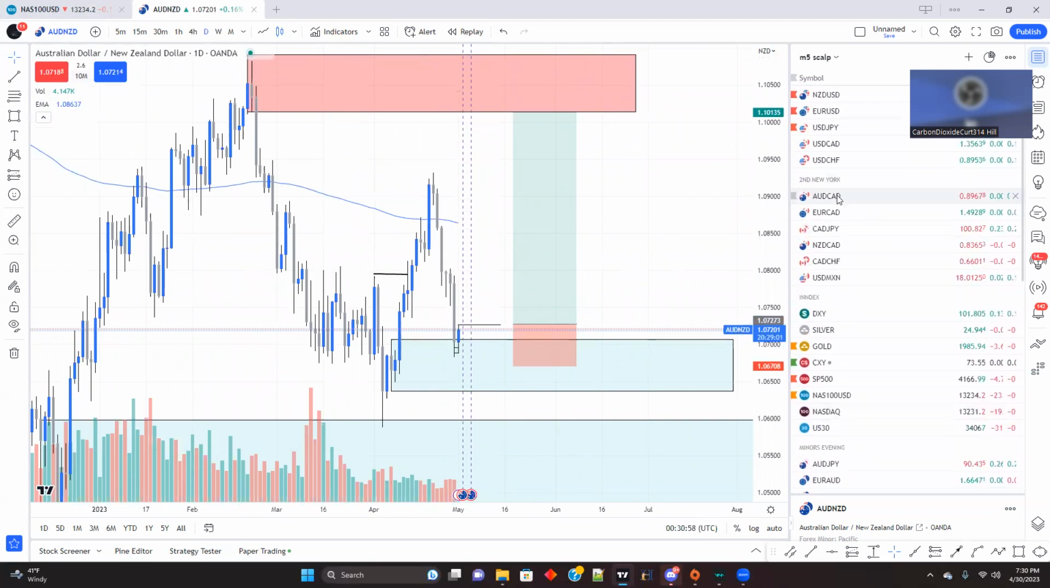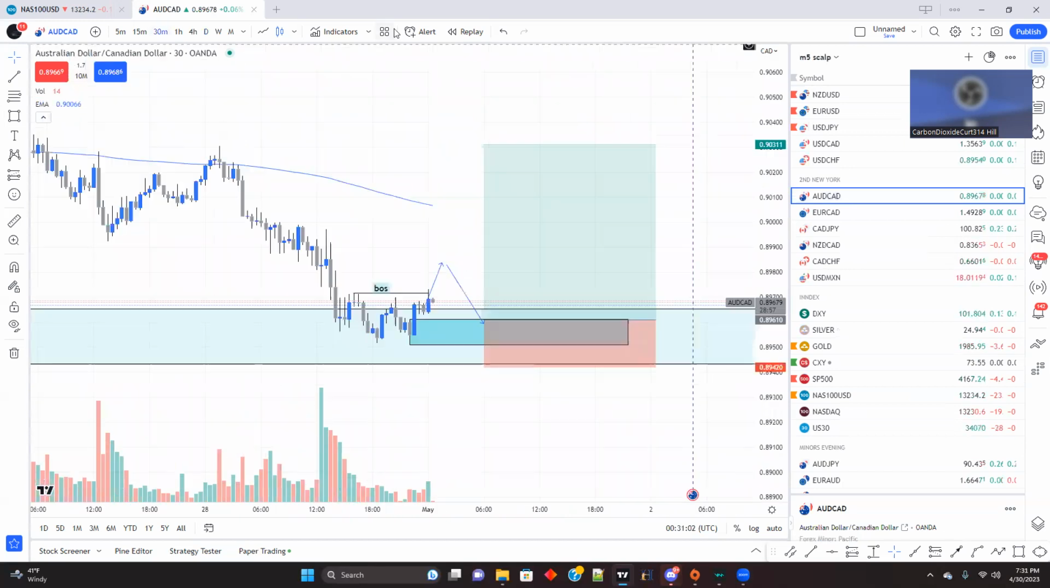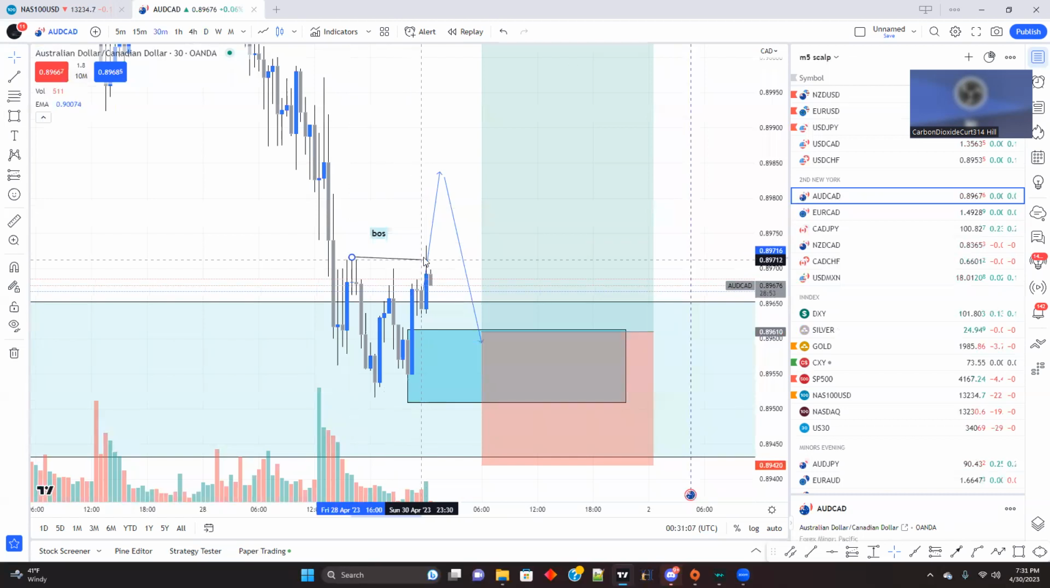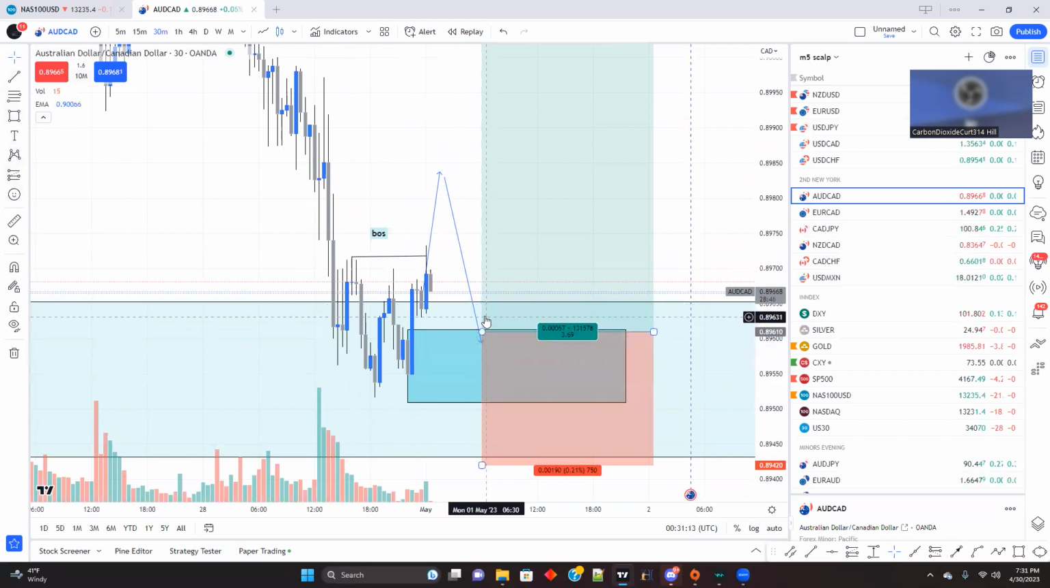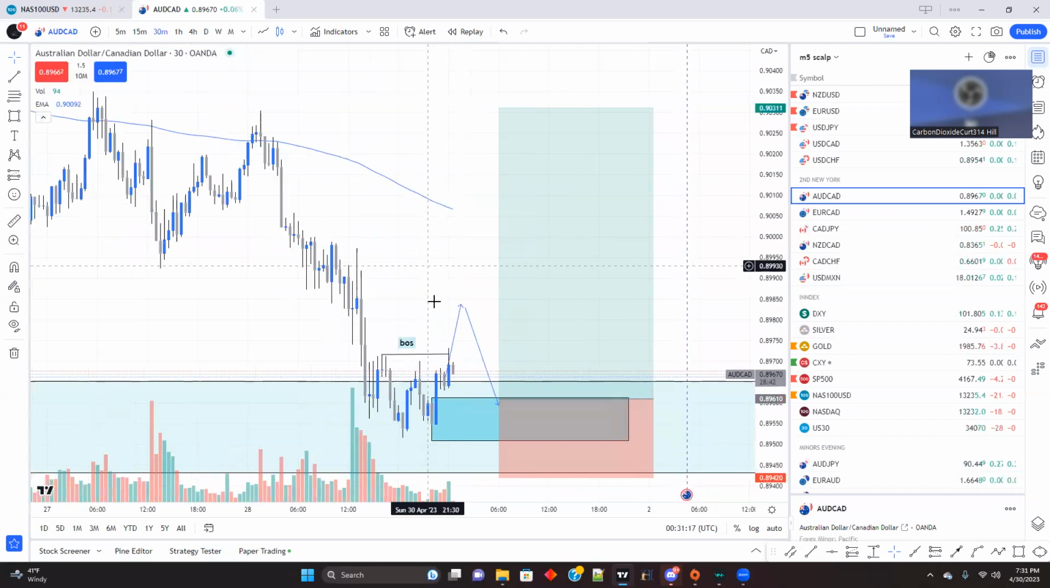Let's go back to Audcad, because I want you guys to look at this video and see what I'm doing. All we're doing is this. We have somewhat of some type of break right there. If we could come back to this zone and get our rejection candle and then a candle to break it, that's all we're looking for. We're not trying to make this complicated. Rejection candle, then a break.